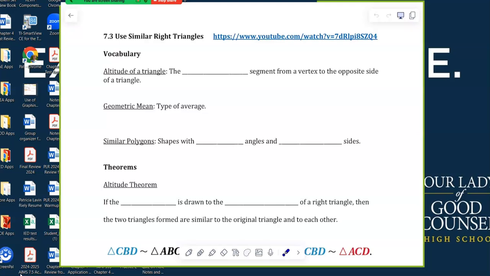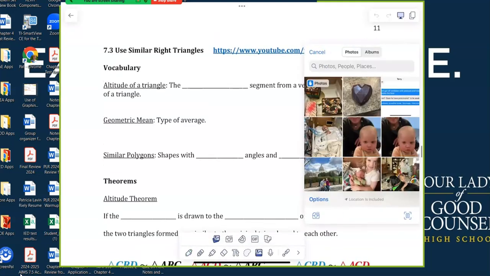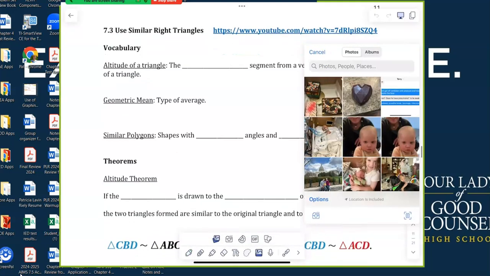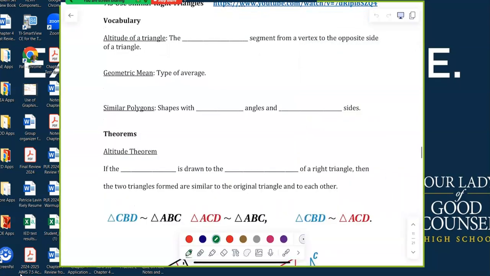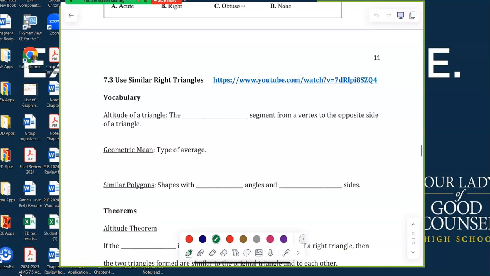So it says the altitude of a triangle. How do I define it? Well, it's the line. So let me turn my pen on. What is happening here? Hold on. Let me cancel that. And it should all work. So let me see if I can do that again. Yep, there we go. It's the line segment from a vertex to the opposite side of a triangle.